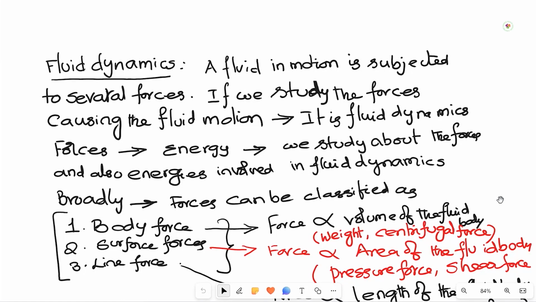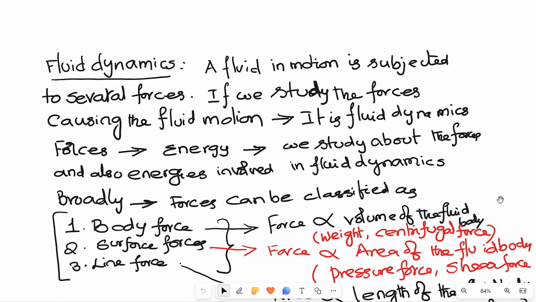So first, what is fluid dynamics? Fluid dynamics is nothing but what are the forces that are acting on the fluid which is in motion. There are several forces, and what are they? That is the first aspect. And always, when forces are involved, the forces result in energy changes, and how to calculate the energies from the forces. So this is what we are discussing in fluid dynamics.